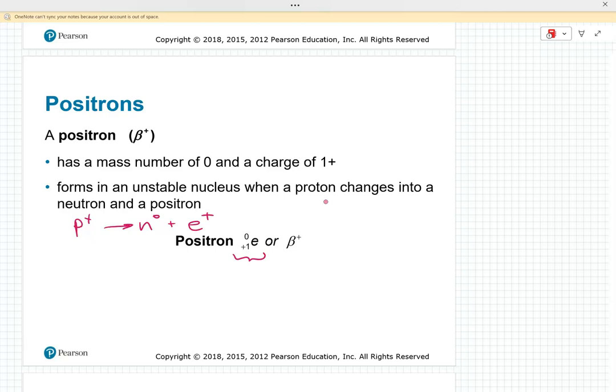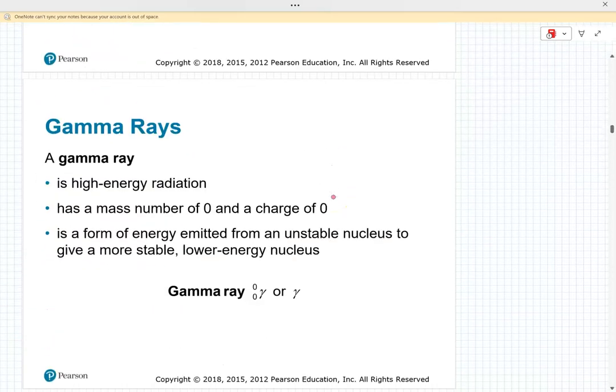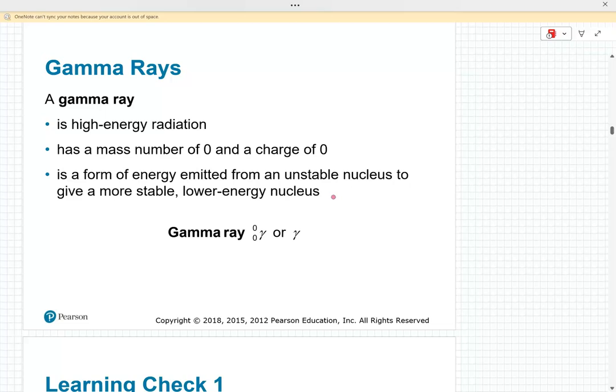Question, Alicia? What is the charge on the left? +1. What is the charge on the right total? +1. Okay. Gamma rays, electromagnetic radiation.